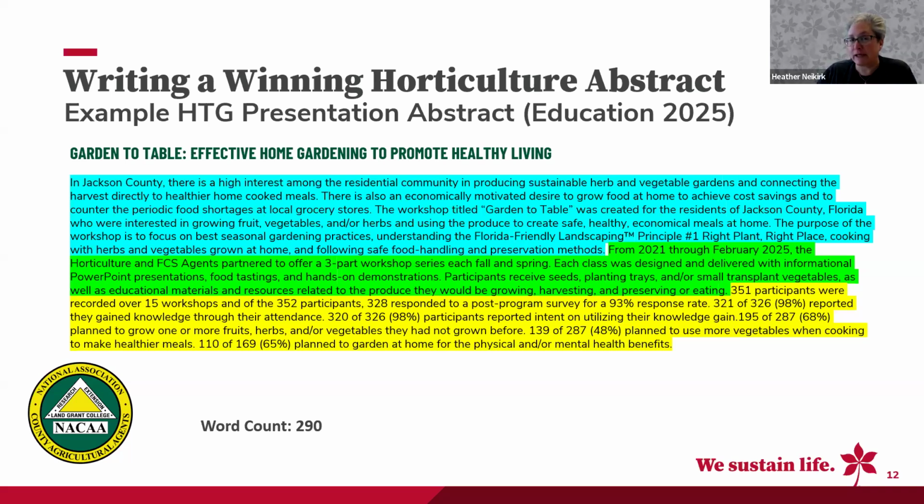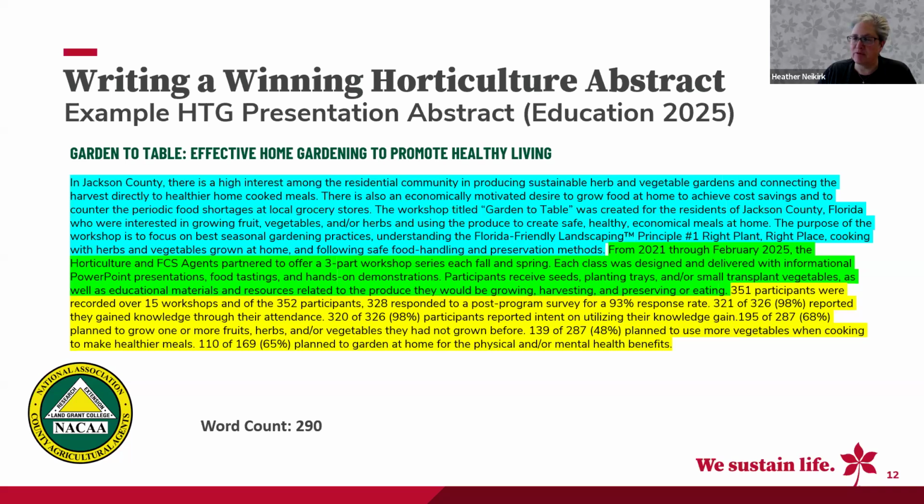And then we got into green. The green section is really talking about the methodology, right? So they gave you the dates, and this was over basically a 4-year period. A partnership between horticulture and FCS, Family Consumer Sciences educators or agents. A 3-part workshop series each fall and spring. It talks about the class design and how it was delivered, and what participants received. So again, short and sweet, but here's what we did, here's how we did it, here's the types of methods or curriculum that was utilized.